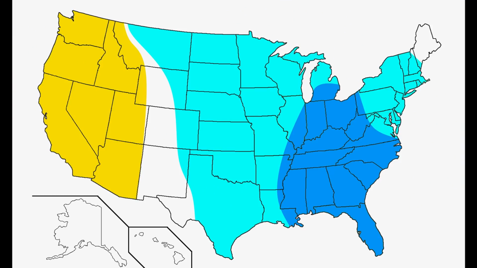So, for the whole winter, I expect the west coast, basically Arizona and Utah west, and parts of Wyoming and Montana west to be warmer than usual.